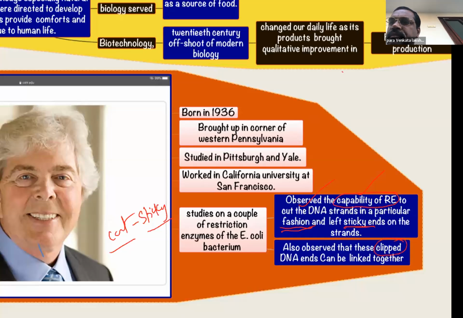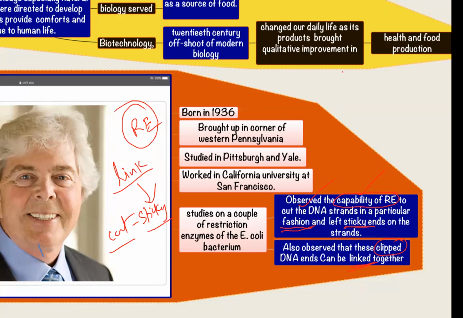Then he also observed that the clipped ends can be linked together. Suppose two DNA strands are cut by this restriction enzyme, you can link them because of the presence of the sticky ends. So what is the greatness of this? Whatever we discussed in the entire biotechnology, without restriction enzymes it is impossible to have biotechnology as a subject. This restriction enzyme will cut the DNA at specific points. They are site specific. They will cut only at that particular point. That is known to us.